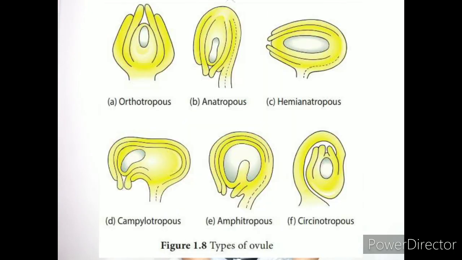There are different types of ovules also, and they can be known as orthotropous, anatropous, campylotropous, amphitropous, and so on. It is just a basic video.